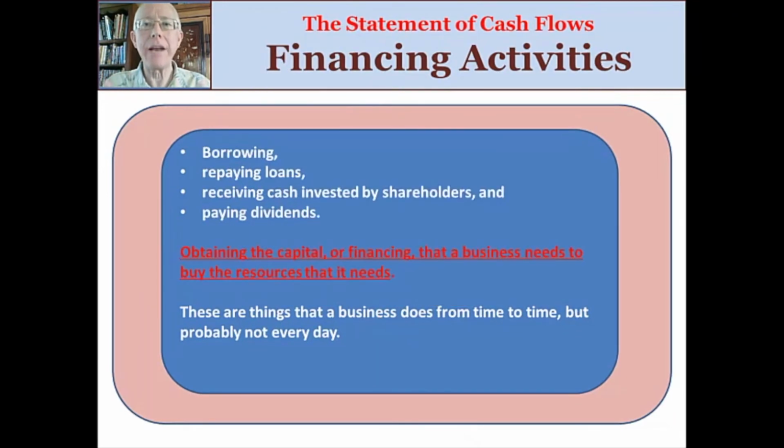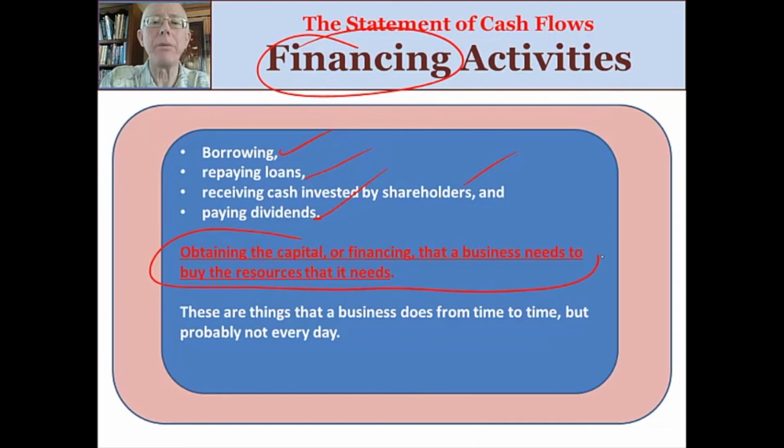There are three categories in the statement of cash flows: operating, investing, financing. What are financing activities? Well, they're exactly what they sound like. They're financing. They're getting the money that you need to buy the assets, to invest in those assets. You can borrow the money, or you can repay those loans. You can get cash from shareholders. You can pay dividends. Those are the financing activities. You're obtaining the capital or the financing that a business needs to buy the resources that it needs.